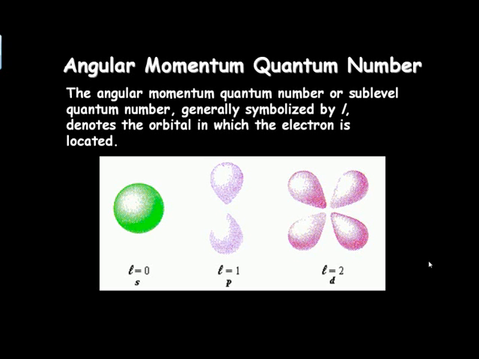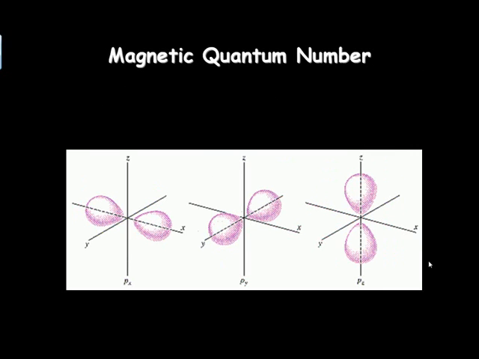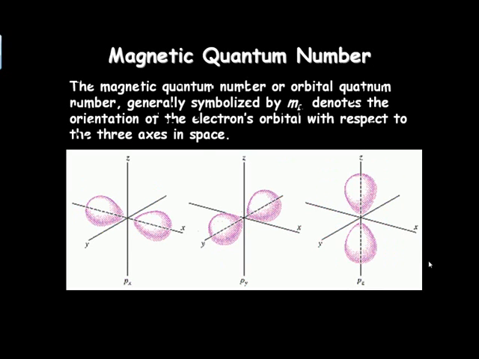When L is 0, so when the angular momentum quantum number is 0, that letter designation then is S. When L is 1, the letter designation is P. When L is 2, the letter designation is D. When L is 3, the letter designation is F. And as of right now, we don't really have any elements that fill up any more than just those 4 sublevels.